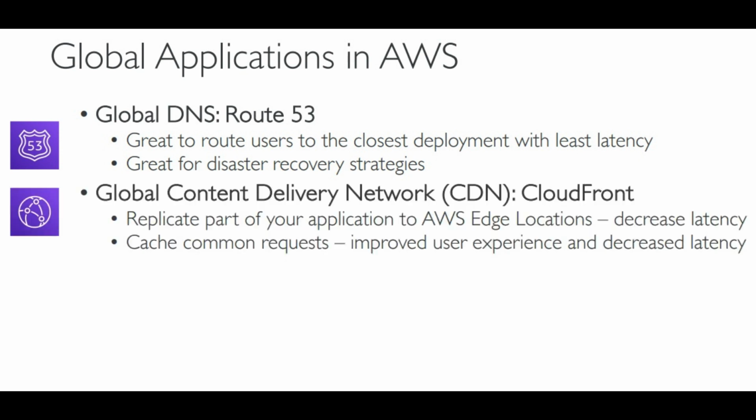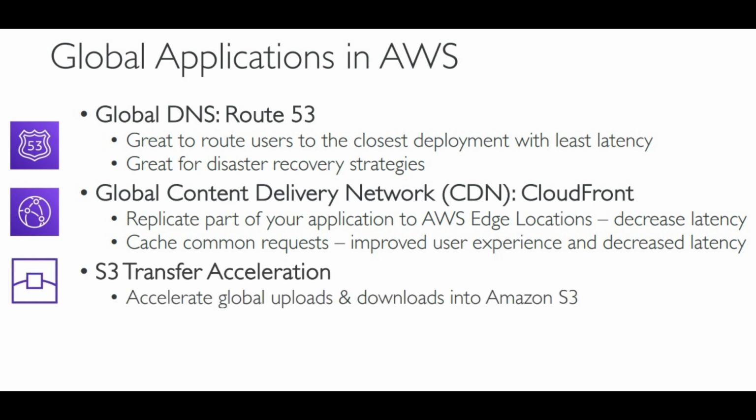Next in line is the Global Content Delivery Network, offered by AWS as CloudFront. CloudFront allows you to replicate parts of your application to AWS edge locations, significantly decreasing latency. This replication, combined with the ability to cache common requests, leads to an improved user experience and further reduces latency. It's a key service for businesses looking to provide fast and secure content delivery to their users globally.